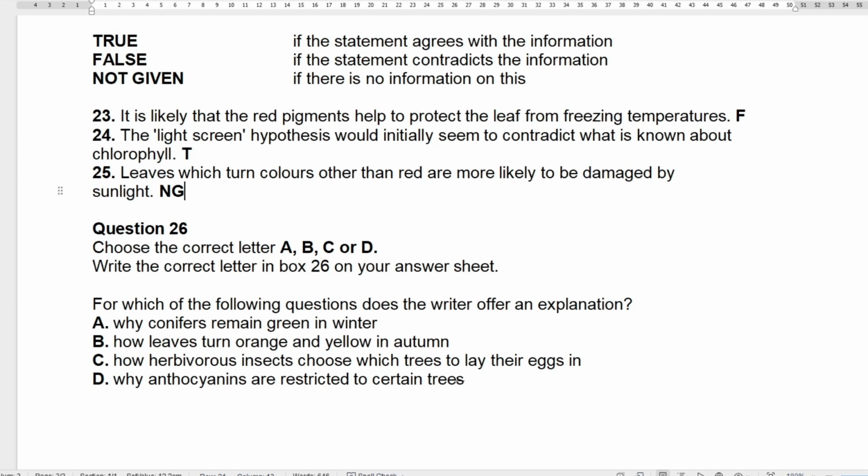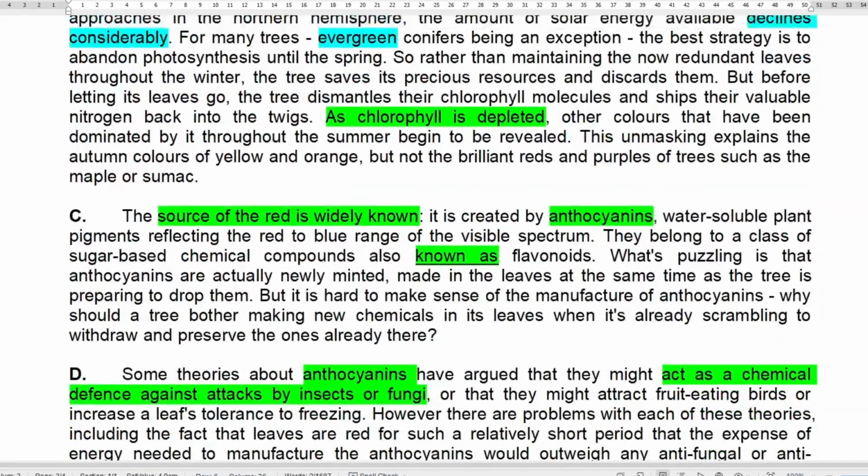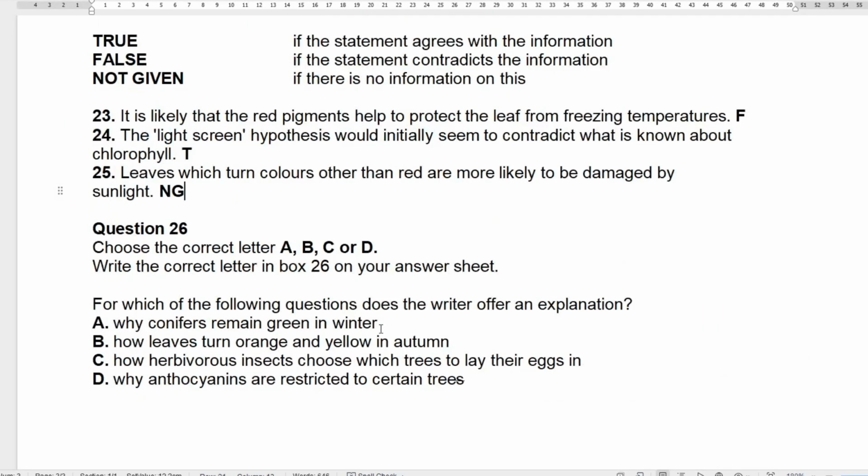And finally, we have: for which of the following questions does the writer offer an explanation? Why conifers remain green in winter? Let's see that. I remember conifers being an exception. The best strategy is to abandon photosynthesis until the spring, rather than maintaining leaves that are now redundant. So it's not saying why conifers remain green in the winter. So this option is removed, and I'm gonna put red there. How leaves turn orange and yellow in autumn? I like this option. I'm gonna take this for myself right now.